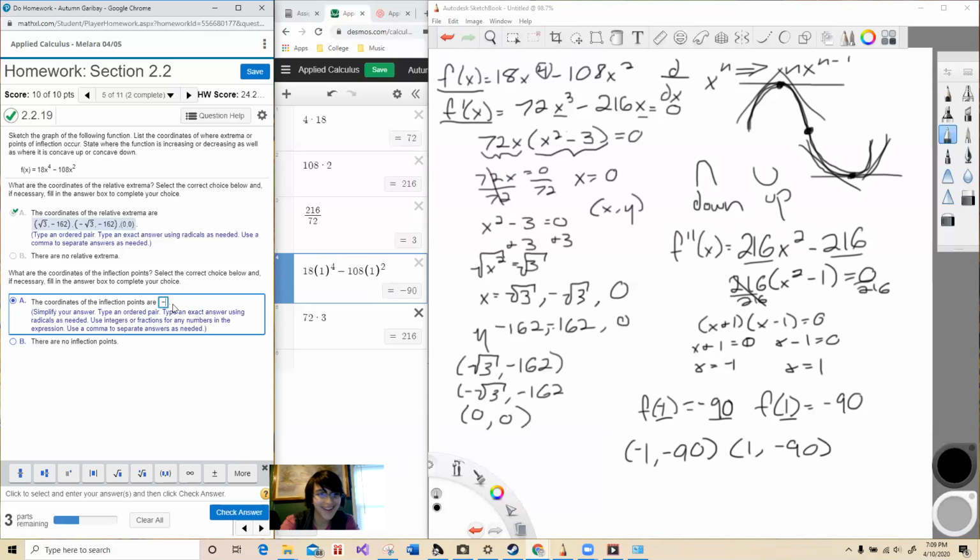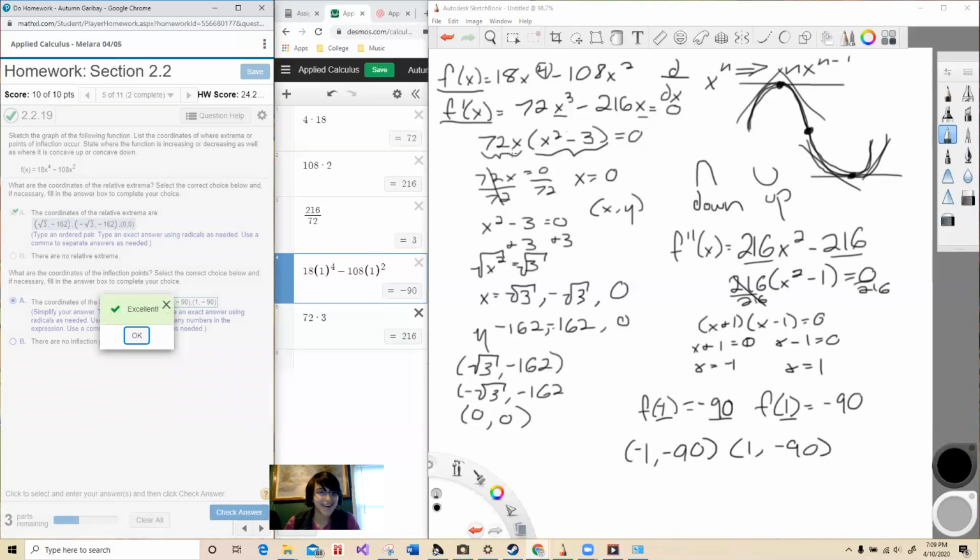-1, oh, remember parentheses? I like to put them both in just so I make sure I'm not missing one. All right, -90. Separate your answers with a comma. 1, comma, -90, forgive me. All right, so let's check that answer. Excellent. All right, let's move on.